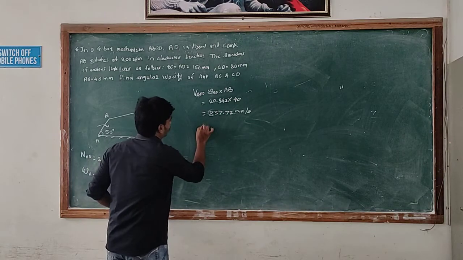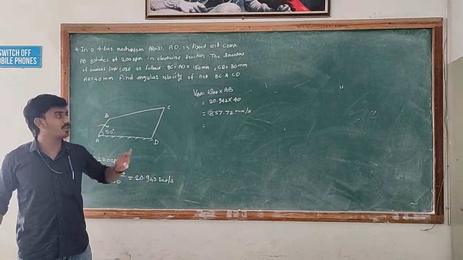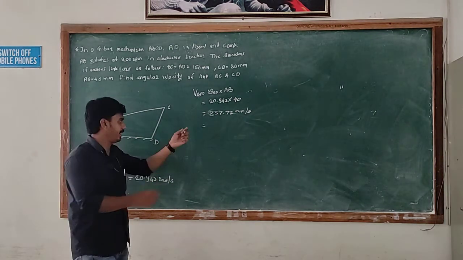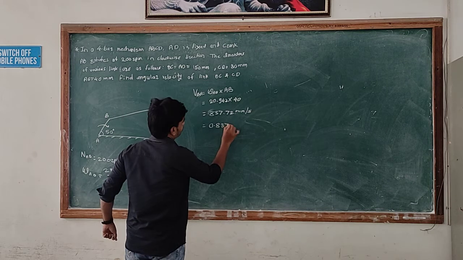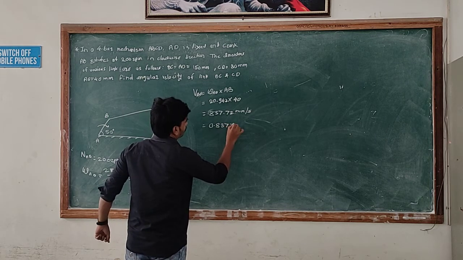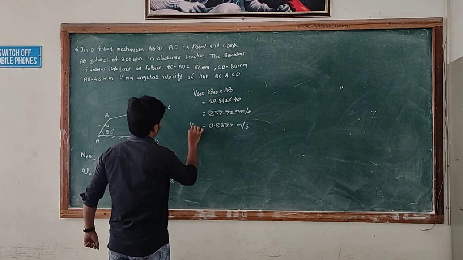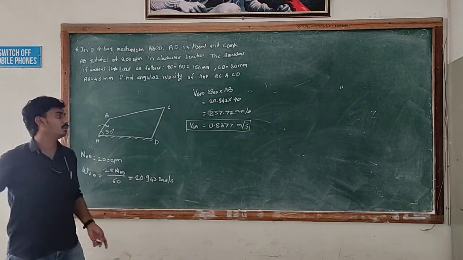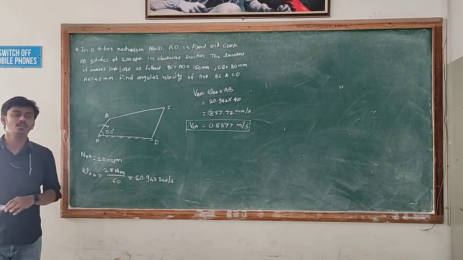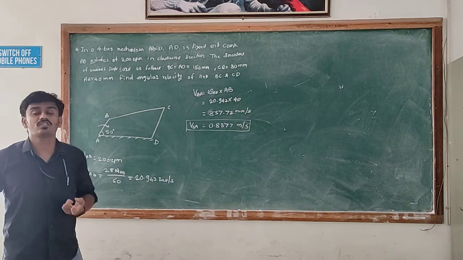We need to convert this into meters. If we divide by 1000, it becomes 0.838 meter per second. Velocity of point B is equal to this value in meter per second. Now we need to draw a velocity diagram.